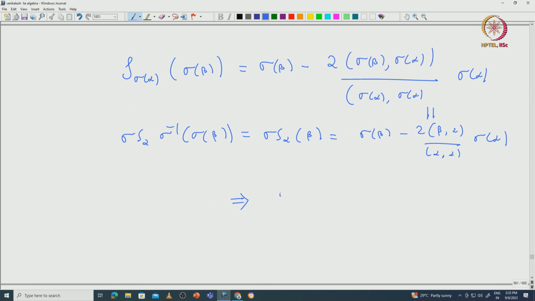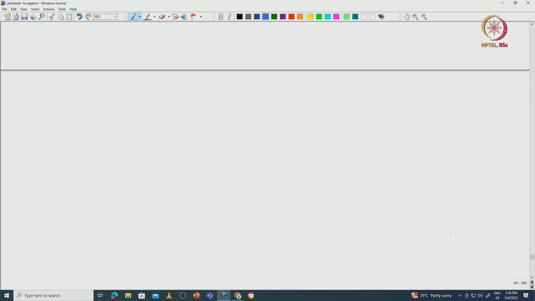So, you get twice (β, α) divided by (α, α) equal to twice (α, β) divided by (α, α), which means the Cartan numbers corresponding to β, α and σβ, σα are all the same. So from this we conclude that to check something is an automorphism of Φ, it is enough to check it leaves Φ invariant. In particular, as an immediate corollary, we can conclude that any element of this Weyl group W will act as an automorphism of Φ.